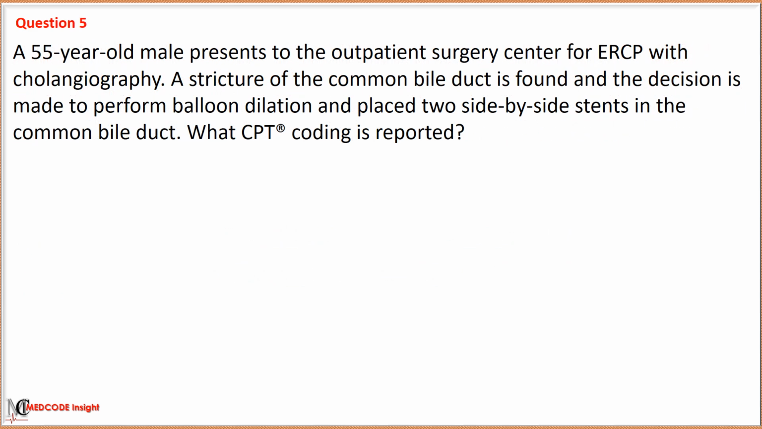A 55-year-old male presents to the outpatient surgery center for ERCP with cholangiography. A stricture of the common bile duct is found and the decision is made to perform balloon dilation and place two side-by-side stents in the common bile duct. What CPT coding is reported? Option A with codes 43277, 43274. Option B with codes 43275 times 2, 43274 times 2. Option C with code 43276. Option D with codes 43274, 43274 along with modifier 59.